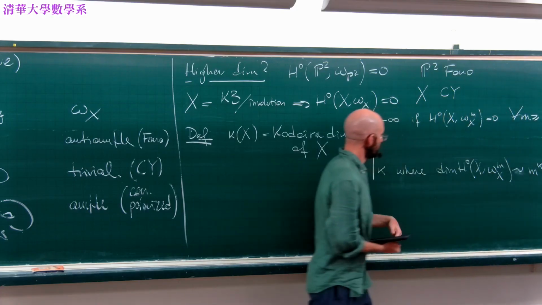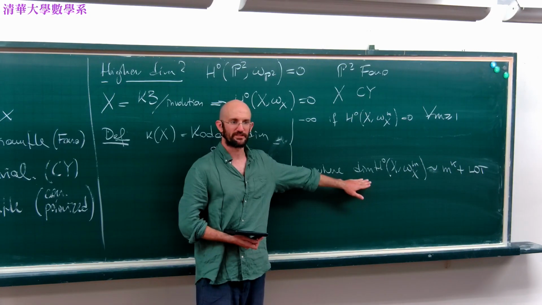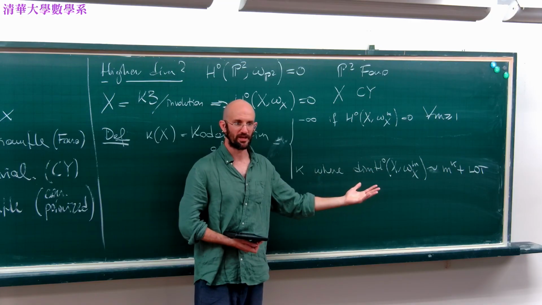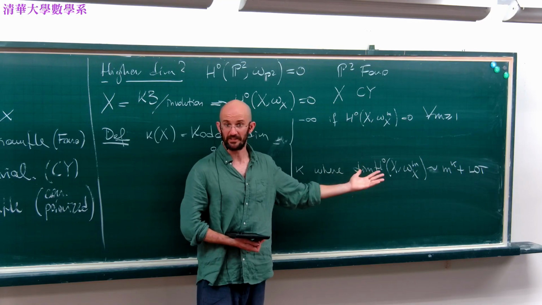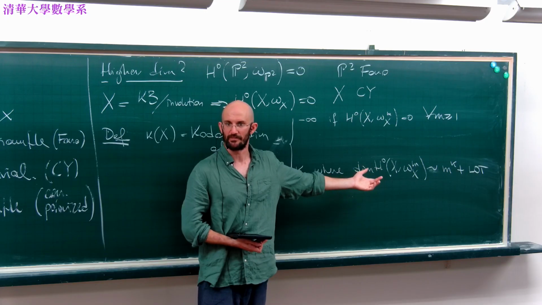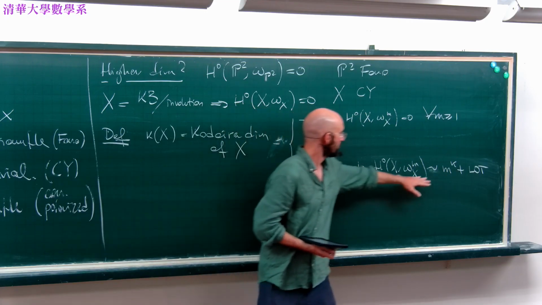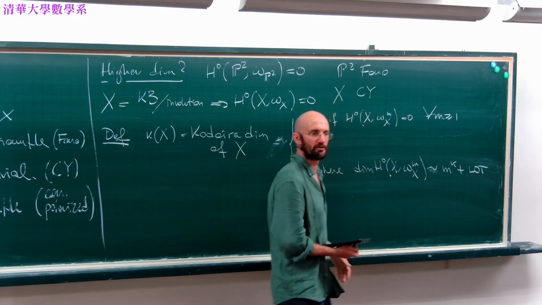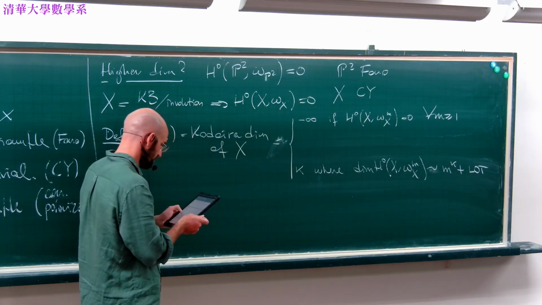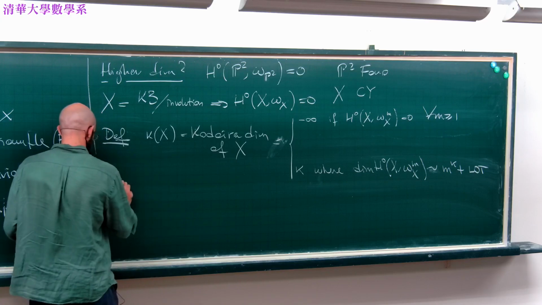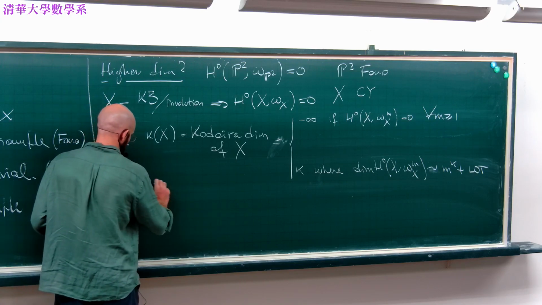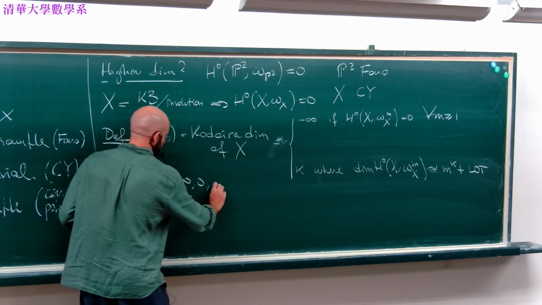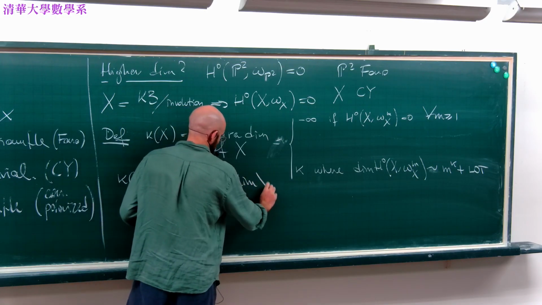So if I look at the dimension of this space of global sections as a function of m, this thing will grow polynomially with a certain degree. That degree is the Kodaira dimension. So it will grow like m to the k plus some lower order terms. And this is what I call the Kodaira dimension. So it follows that the Kodaira dimension of x is either minus infinity or a non-negative integer which is at most the dimension of x.